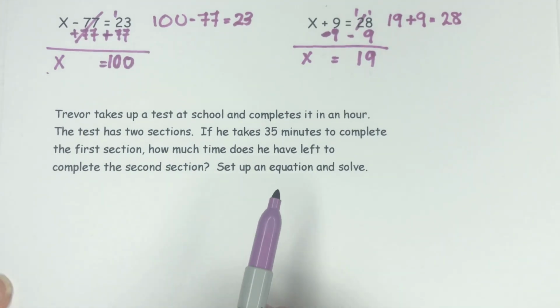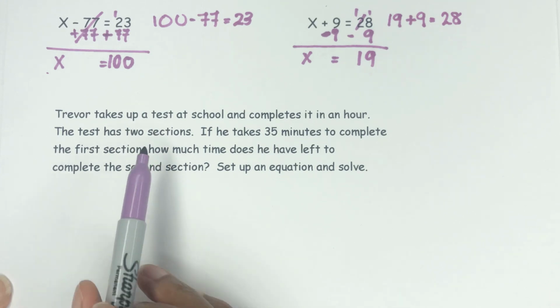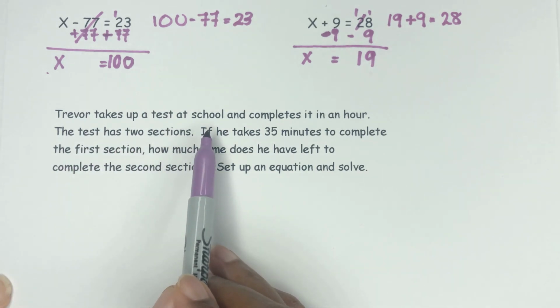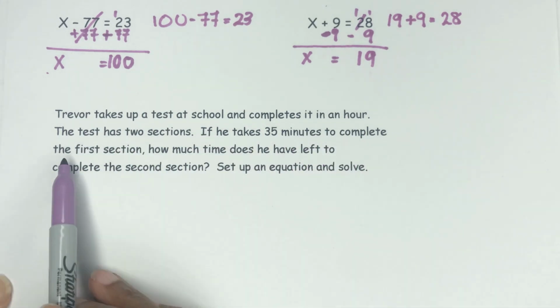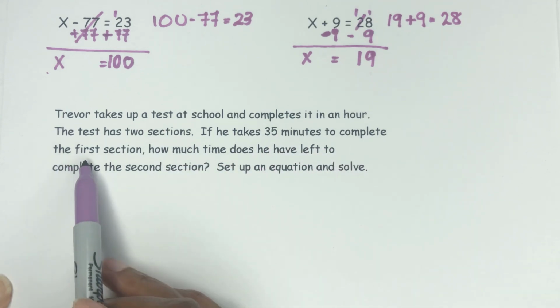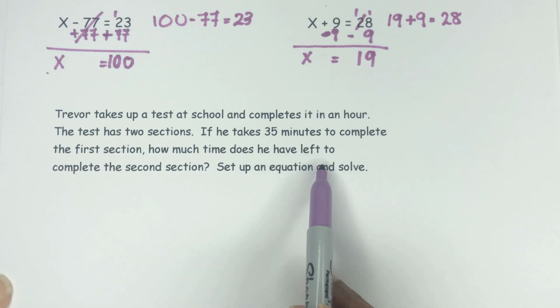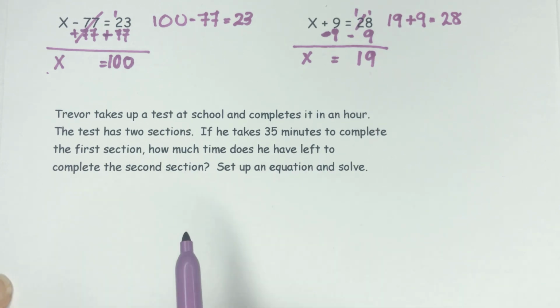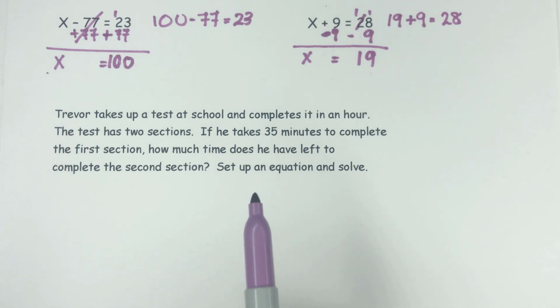We have to formulate an equation from this word problem. Trevor takes up a test at school and completes it in an hour. The test has 2 sections. If he takes 35 minutes to complete the first section, how much time does he have left to complete the second section? So how are we going to formulate this question now?